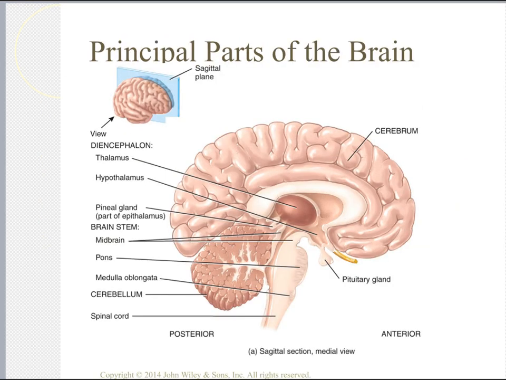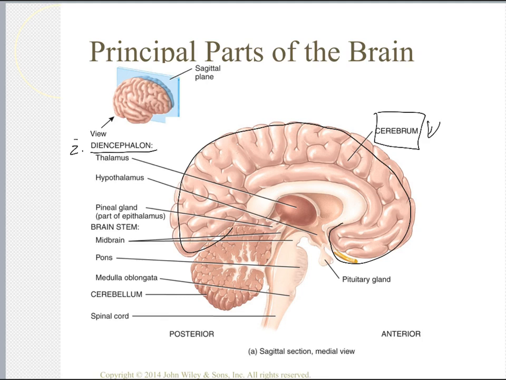So we're going to start by outlining the principal parts of the brain. We'll start with the largest portion, and again, we're looking at a mid-sagittal cut. We start here with the cerebrum. Again, this largest portion of the brain, we could outline. The next part we're going to look at is the diencephalon. So we'll put cerebrum number 1, diencephalon number 2.